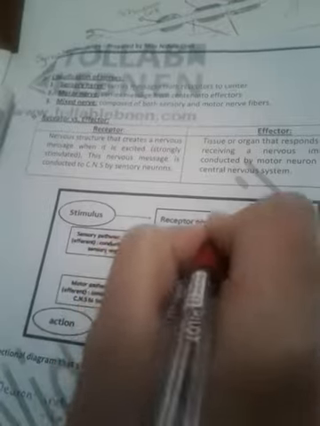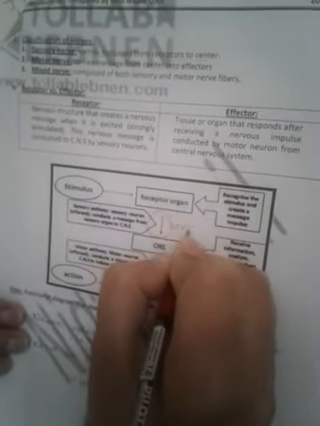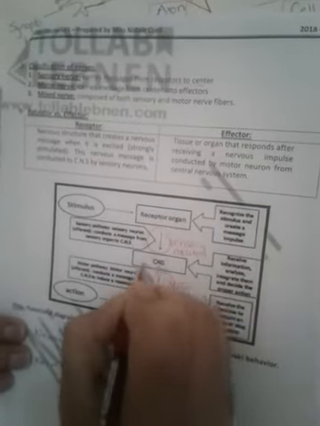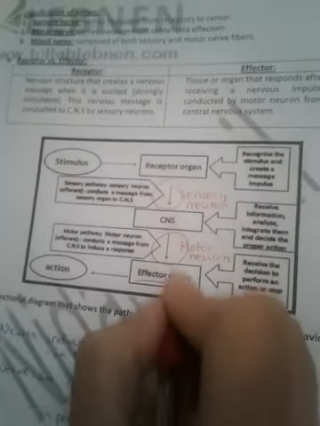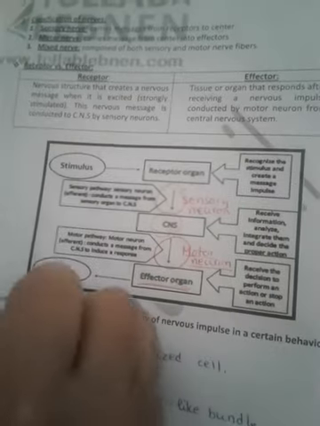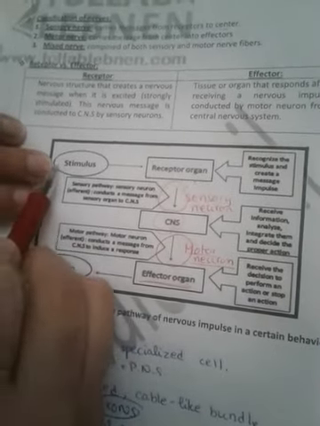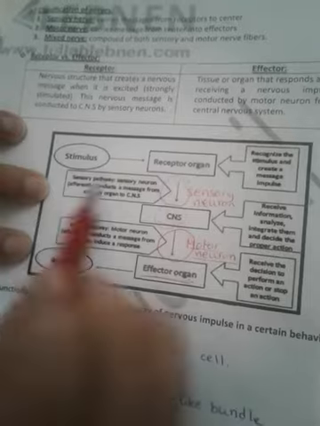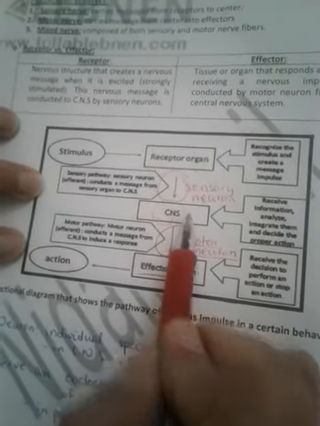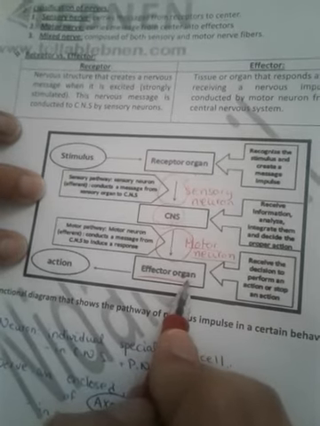So we receive the stimulus through the receptor organ. We send the message through a sensory neuron to the central nervous system. In the central nervous system, we've got the interneurons, which decide what's going to happen, and then send a message to the effector organ through a motor neuron, and then we've got an action. So to change my stimulus into an action, I need to receive it, send it to the central nervous system, and then send it to an effector organ, okay?